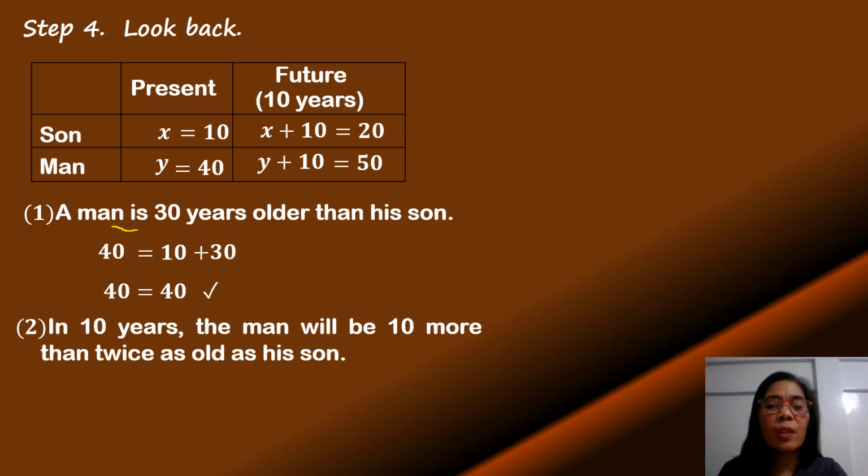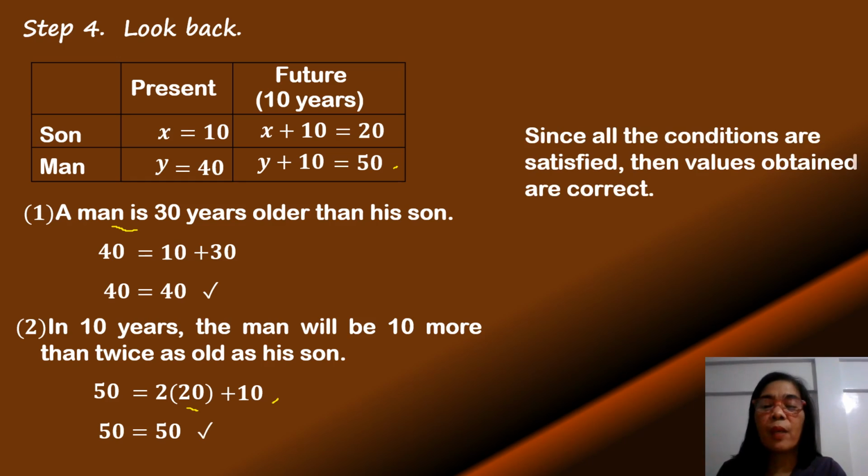The second condition is in 10 years, the man will be 10 more than twice as old as his son. So we will be looking at their future ages. So it says 50 is 2 times 20 plus 10. So this is the man is 10 years more than twice as old as his son. So as we simplify, we arrive at 50 equal to 50. That means the second condition is also satisfied.